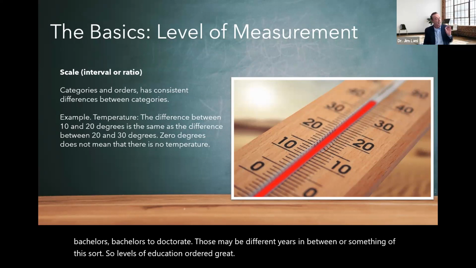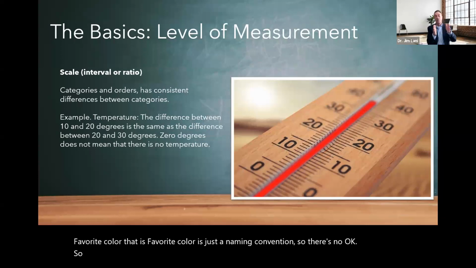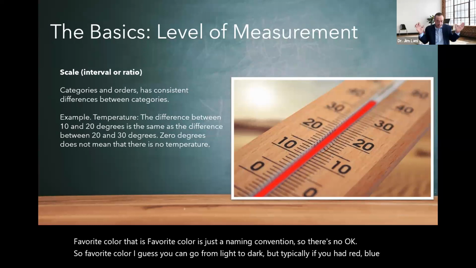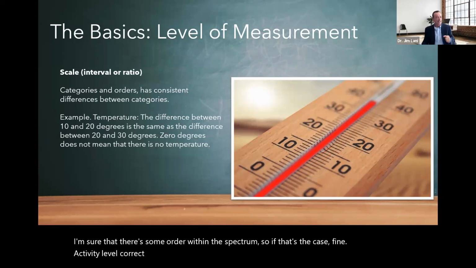Favorite color is just a naming convention. So there's no, well, okay. So favorite color, I guess you can go from light to dark, but typically if you had red, blue, green, I'm sure that there's some order within the spectrum. So if that's the case, fine. Activity level, correct. Light, moderate, active.